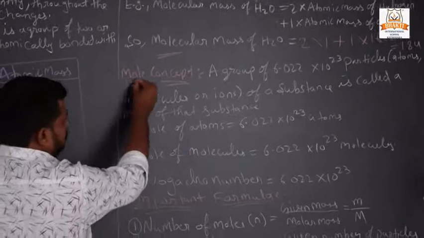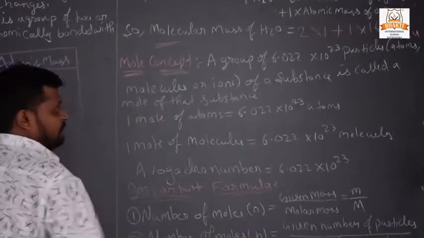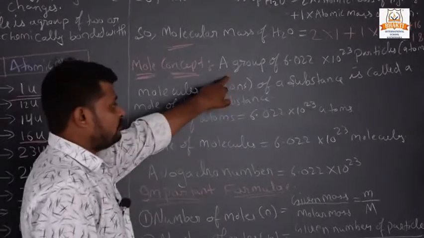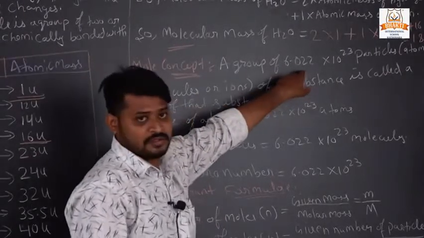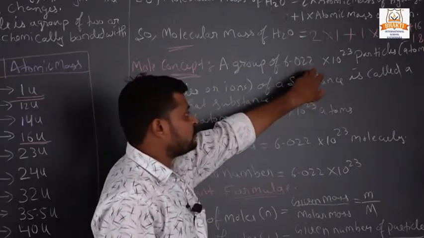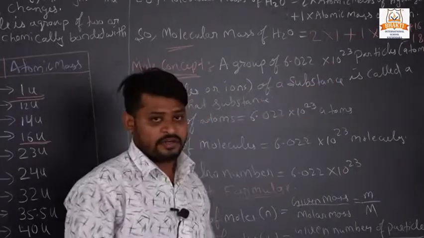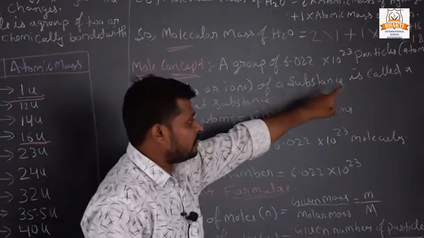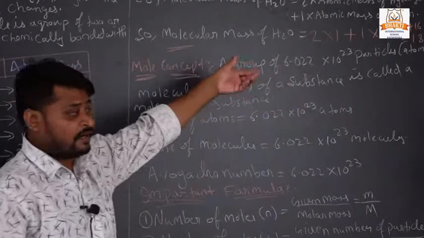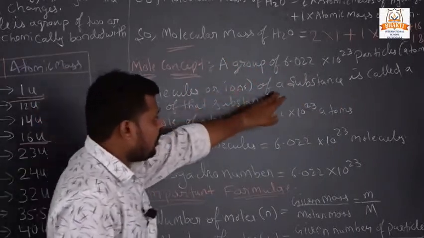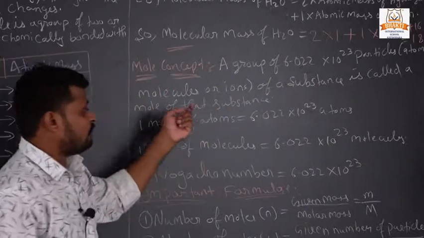Now the next topic is the mole concept. What is the mole concept? This is Avogadro's number, and the value of Avogadro's number is 6.022 into 10 to the power 23. A group of Avogadro number of particles, whether atoms, molecules or ions of a substance, is called a mole of that substance.